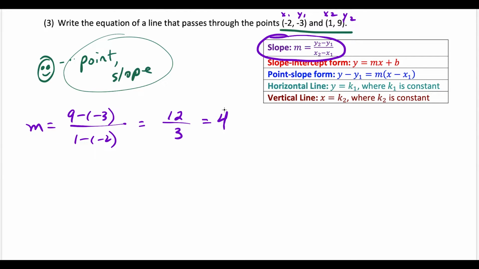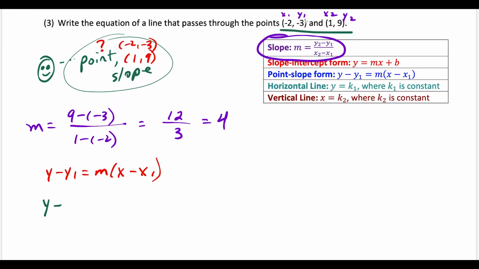So now that we have our slope, the next thing students will sometimes struggle with is they say, all right, I have my slope, but which point do I use? Do I use -2, -3, or do I use 1, 9? And as it turns out, it doesn't matter which one you use. So next, we're going to use that point slope form equation. We have this equation here. And once again, it doesn't matter which one you choose. I would probably go with the second point because it's all positive. So it's less likely that you're going to make an adding or subtracting mistake. But once again, it doesn't matter which one you use. So what we have here, let's say I use this x1, y1.